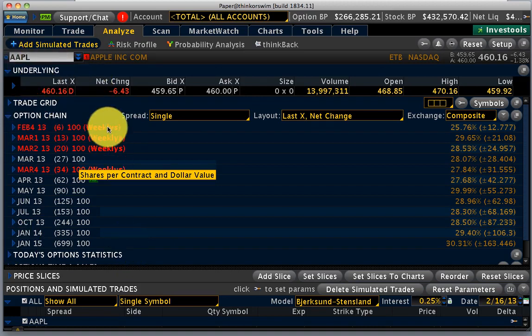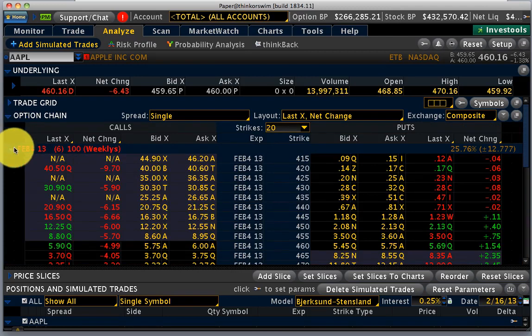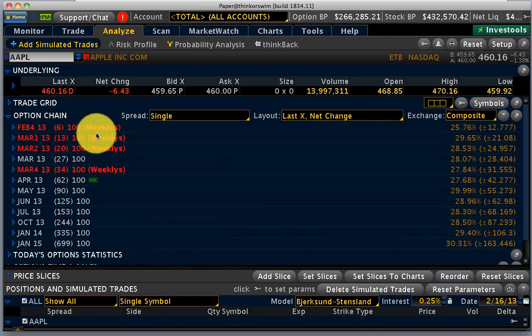We're looking at Apple, and we know that there are weekly series that expire every week. Now we used to have weeklies only for the week that was coming up. So basically, we had weeklies only for the next 7 days. But off late, now you have weeklies for every other week as well. So even though the next March series is 27 days away, you can see that we have 3 weekly series before that.